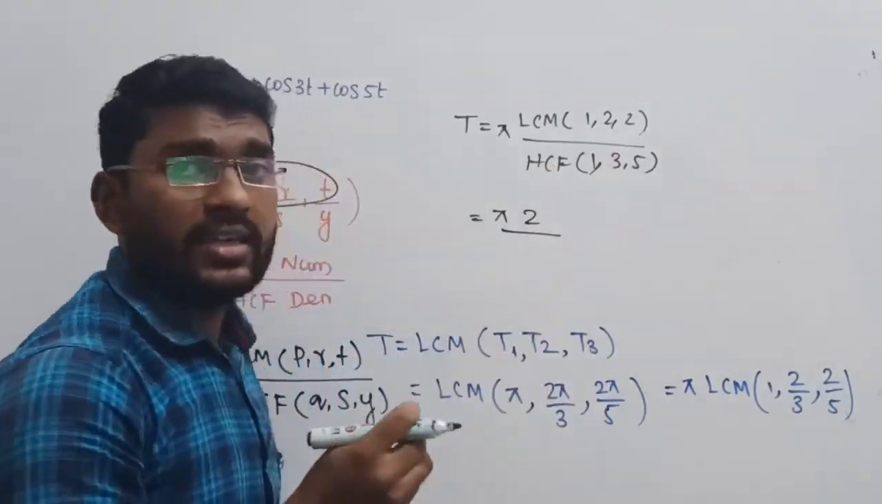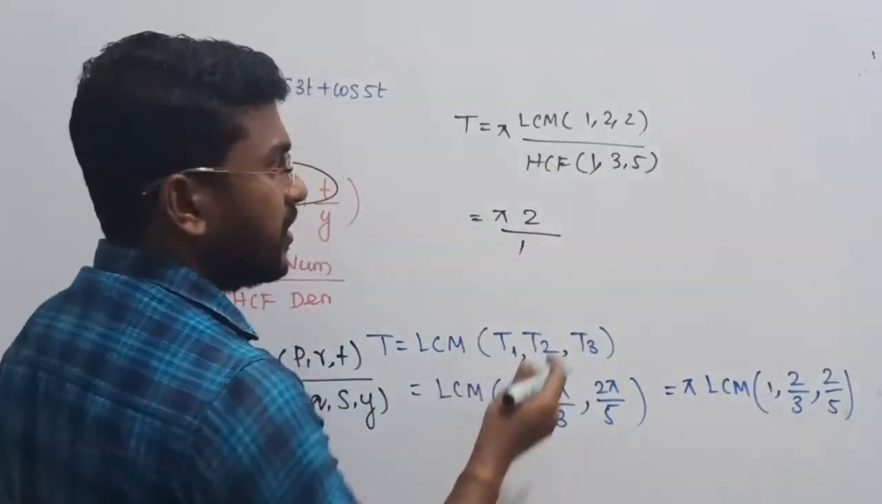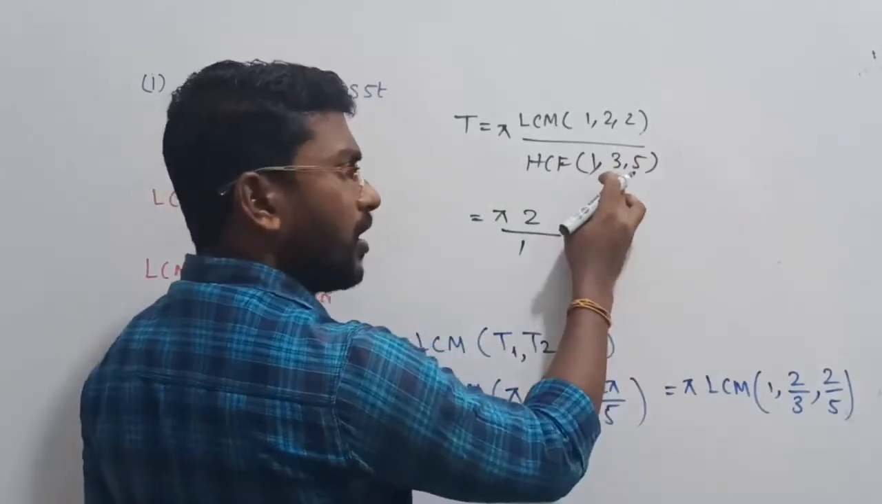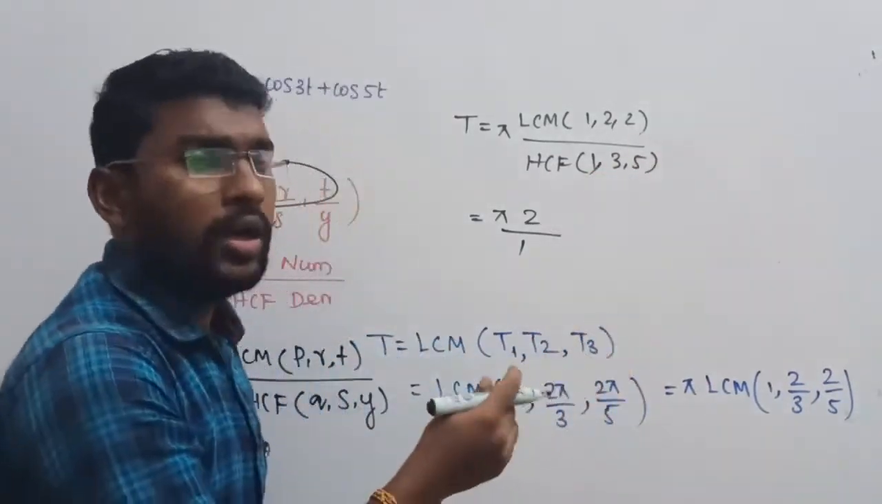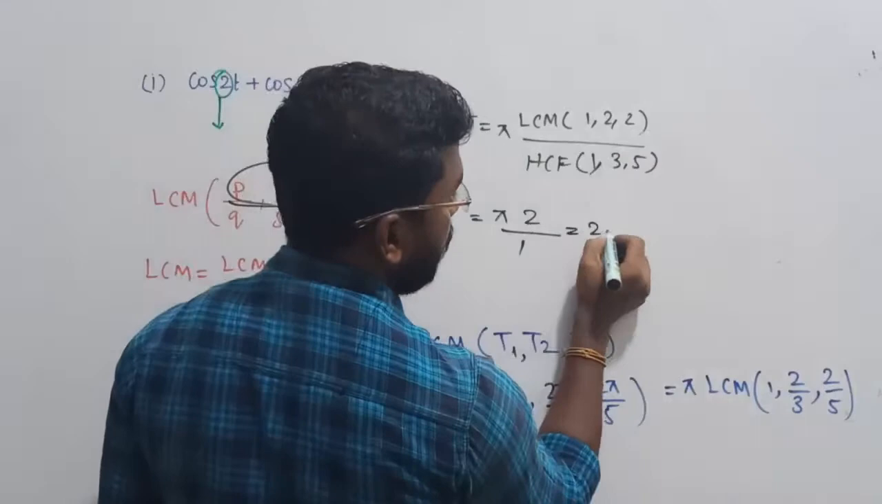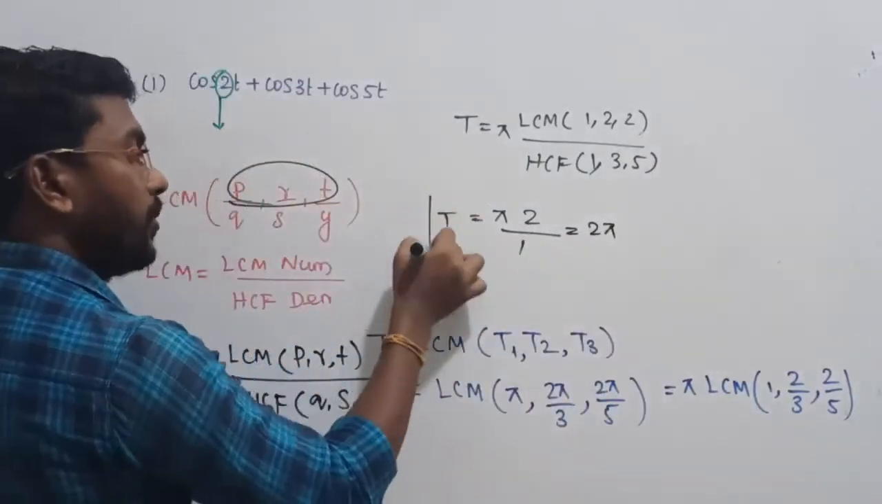HCF, in the sense, highest common factor, is going to be 1 only. See, this is common 1. Here also we have 3 into 1. Here also 5 into 1. So the common factor is 1. So it is going to be 2 pi. The fundamental time period is going to be 2 pi.